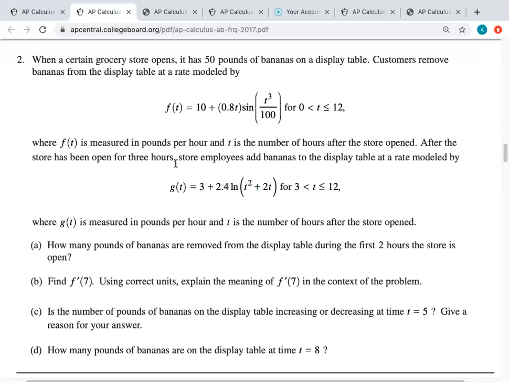All right. Part A. How many pounds of bananas are removed from the table during the first 2 hours? I want you all to do this. Start to finish, no help, no hints. You can do this. So, how many pounds of bananas are removed from the display table during the first 2 hours? Make sure you're in radians.